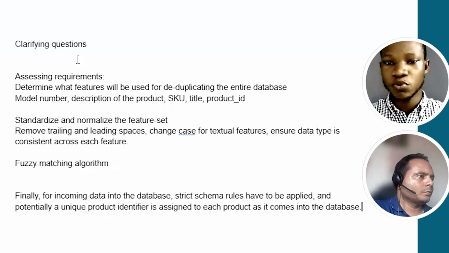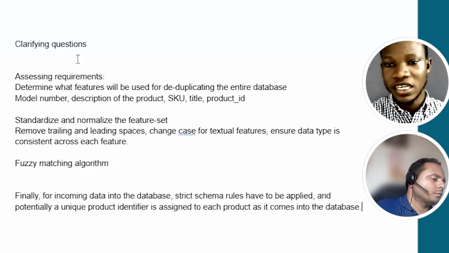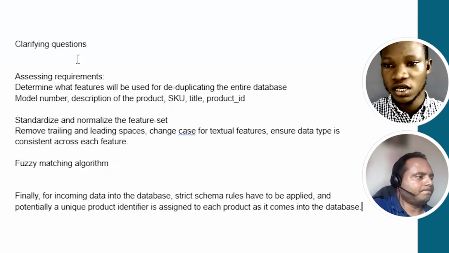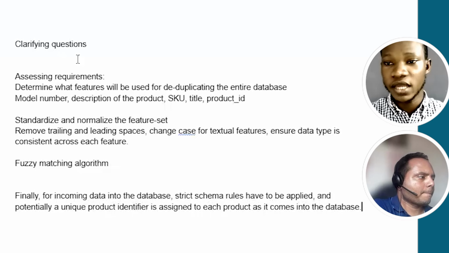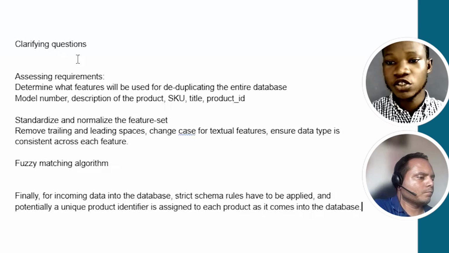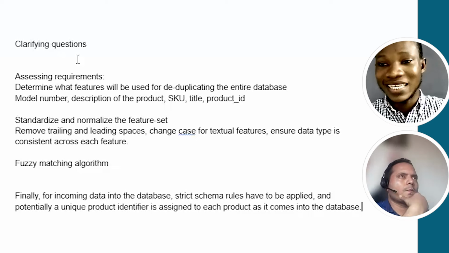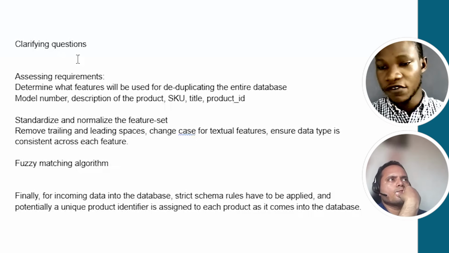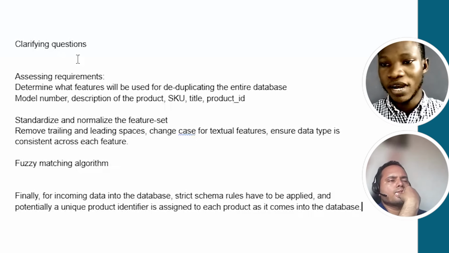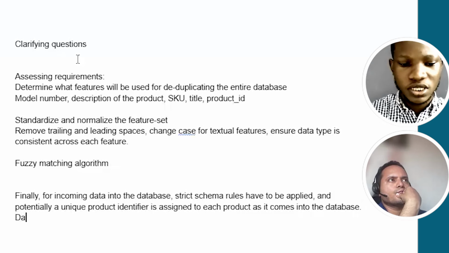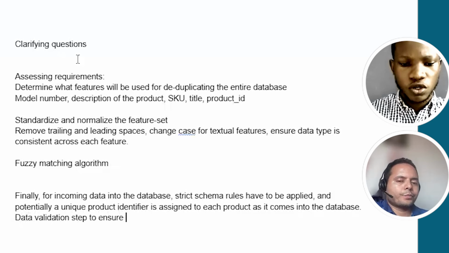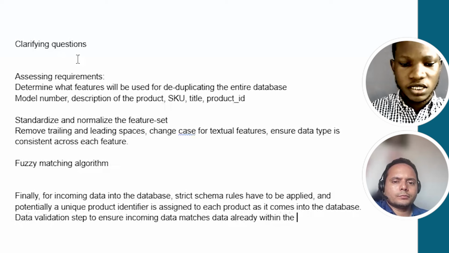So once this happens and there's a strict schema that is being followed for all the incoming data, for example, iPhone X and iPhone 10, the iPhone X has to conform to the schema that is in the database. That is, an iPhone X has to be renamed to match data that is already within the database. Otherwise, it will not be accepted in the database. And that can be done through a data validation step to ensure incoming data matches data already within the database.